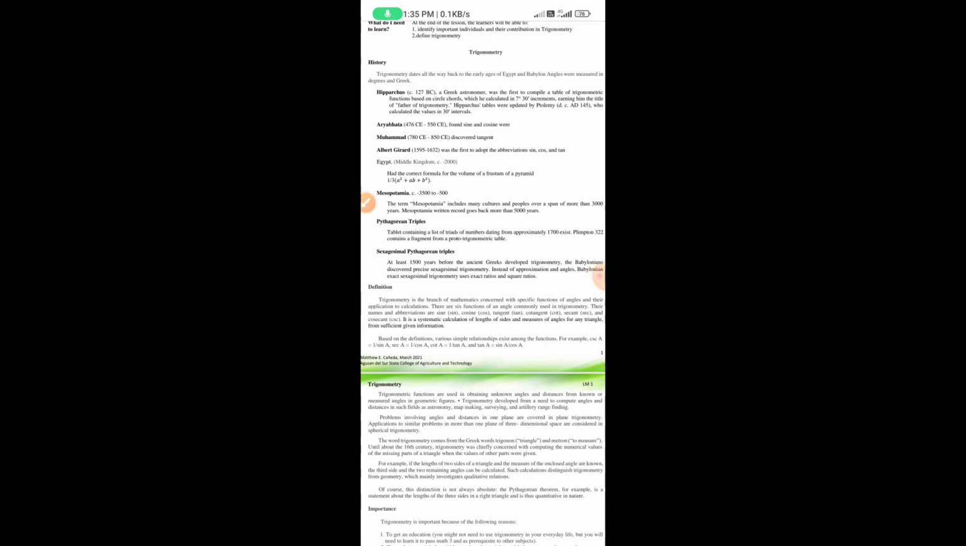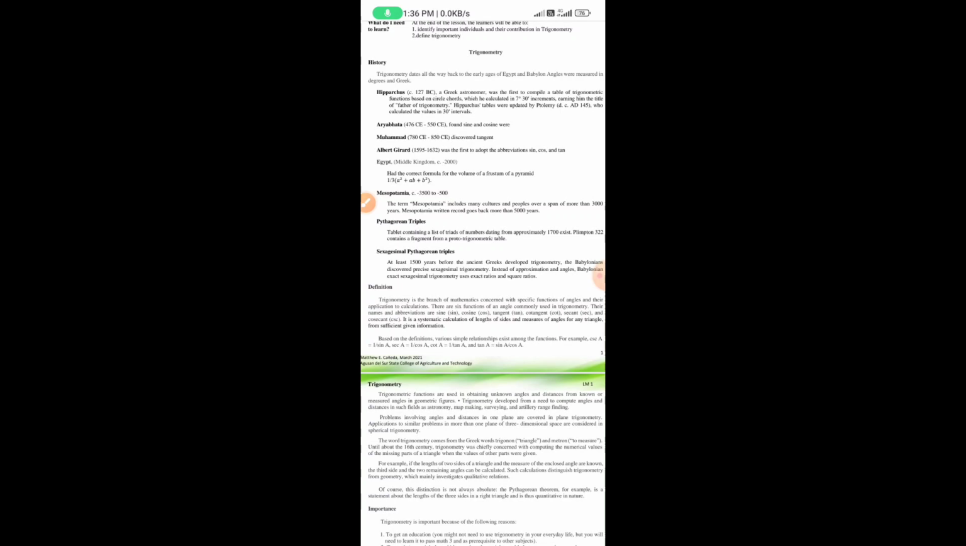So, history. Trigonometry dates all the way back to the early ages of Egypt and Babylon. Angles were measured in degrees and Greek. Hipparchus, 127 BC, a Greek astronomer, was the first to compile a table of trigonometric functions based on circle chords, which he calculated in 7-degree, 30-minute increments, earning him the title of Father of Trigonometry.